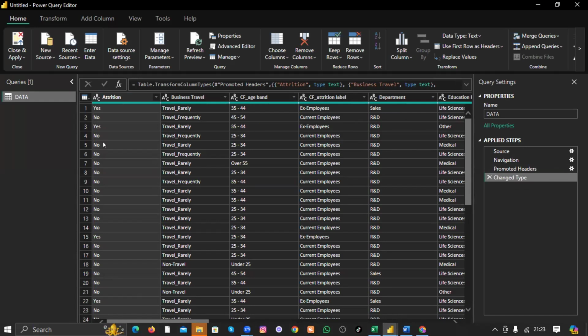The next thing you want to do is to check each of these columns to make sure that the data types are correct. So we already know everything about data types.